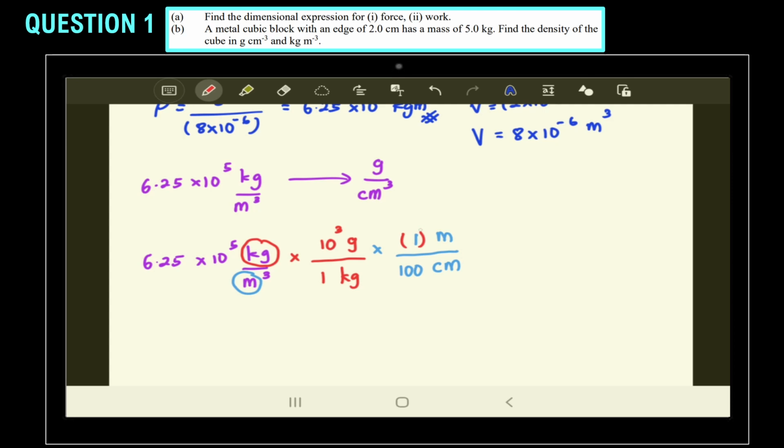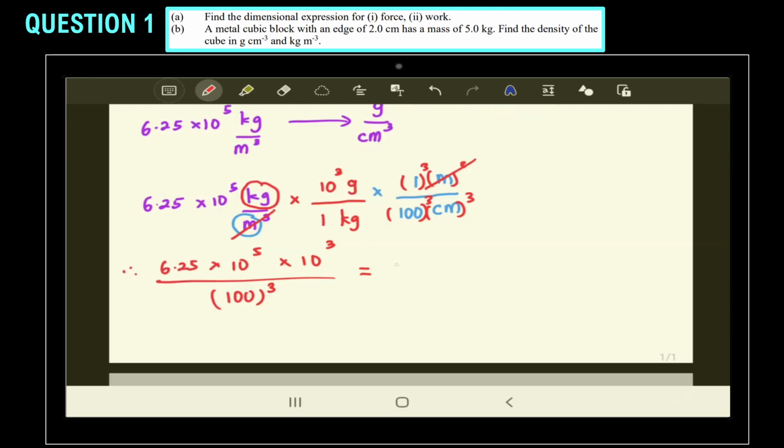Okay, so this one should be 1 meter cube, 100 cube centimeter cube. Okay, so now we can cancel. Therefore, we can solve this problem with 6.25 times 10 power of 5 times 10 power of 3 divide 100 cube. Okay, so the answer is 625 gram per centimeter cube, or you can write as 6.25 times 10 power of 2 gram per centimeter cube.